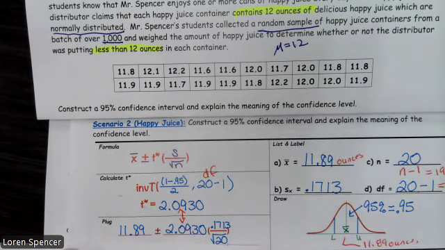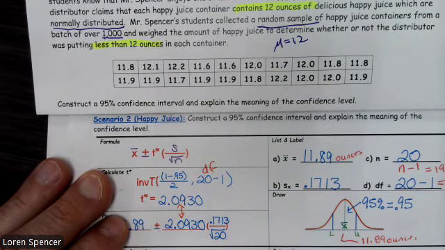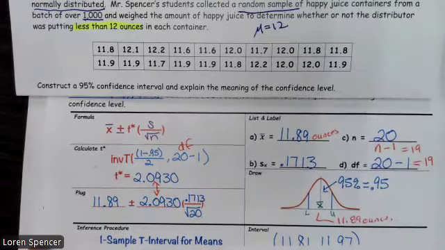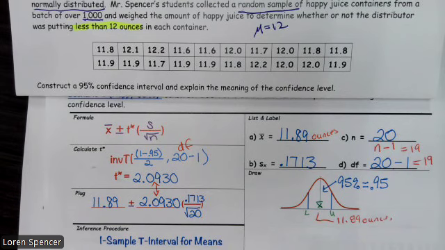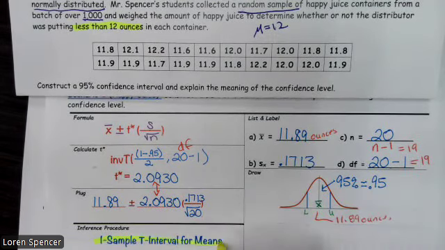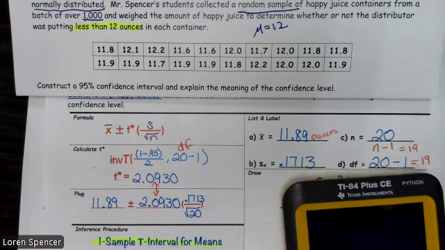All right, so now that we've plugged in, we should name what we're actually doing. Well, we only took one sample. Yeah, we had 20 data points, but we only took one sample. So this is a one sample t interval. You don't even have to say that it's for means, but it is for means. Let's go ahead and run this thing.